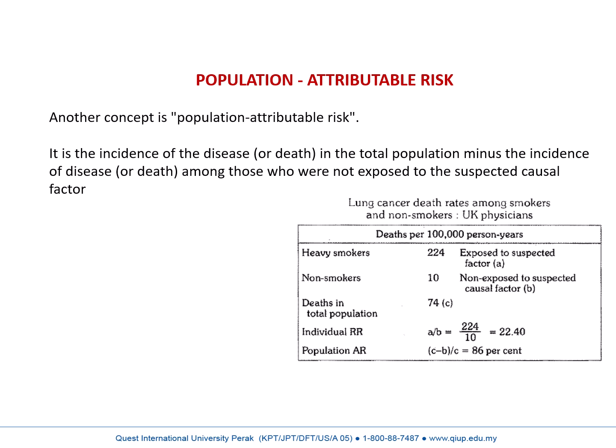Look at the last line. Population attributable risk means C minus B divided by C. C is the number of deaths in total population. B is the number of deaths in non-smokers. So 74 minus 10 divided by 74. So 64 divided by 74. That is 86%.